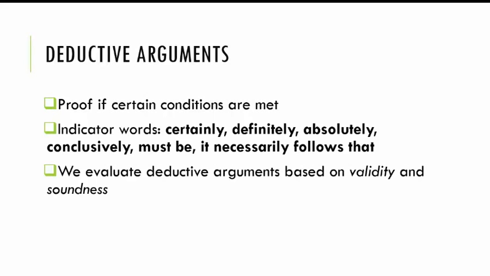Just like we had indicator words with inductive arguments, we have them with deductive arguments as well, although they are much stronger now. Words and phrases such as certainly, definitely, absolutely, conclusively, must be, and it necessarily follows that. These are words that can indicate that we are looking at a deductive argument rather than an inductive argument.